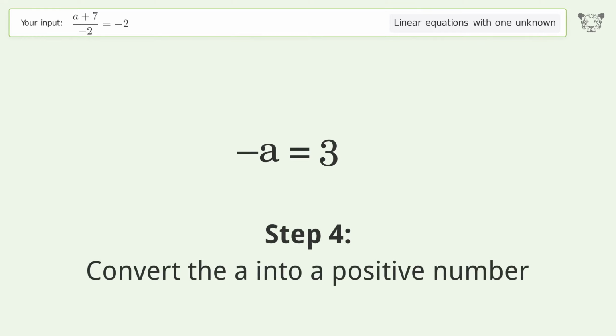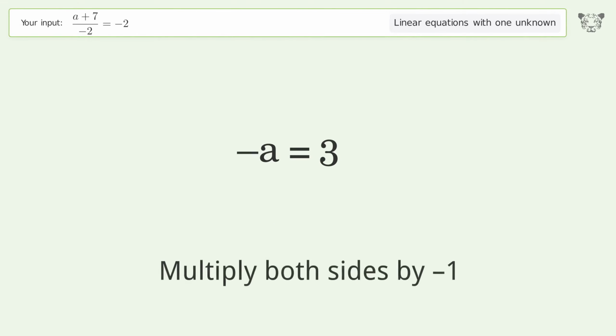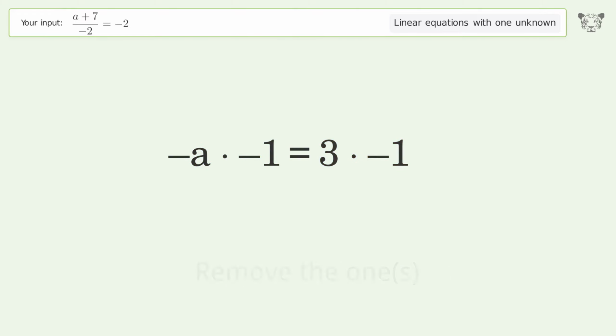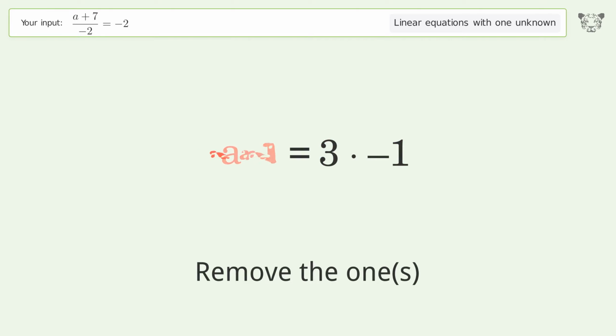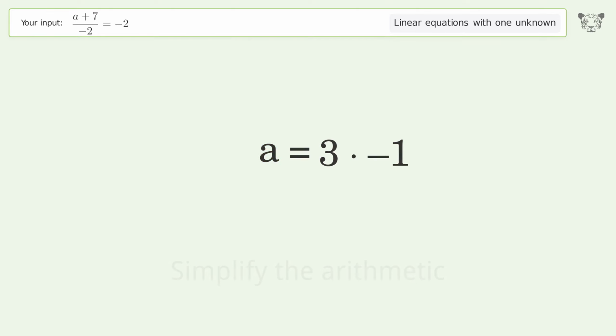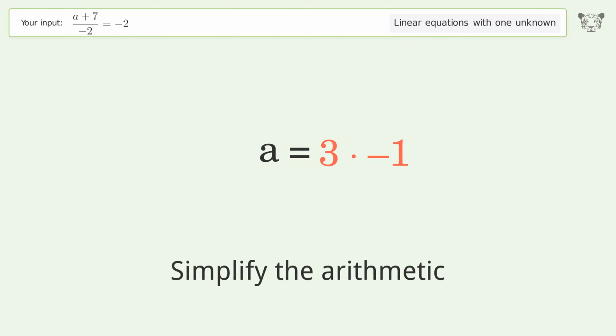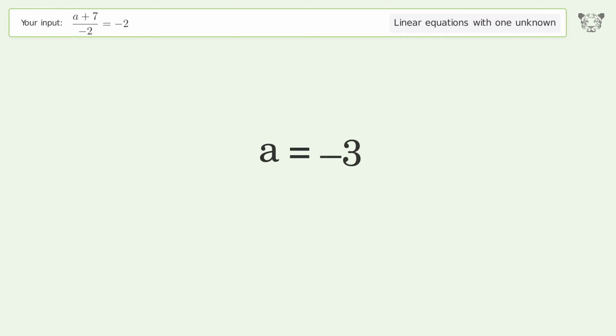Convert the a into a positive number. Multiply both sides by -1. Remove the ones. Simplify the arithmetic. And so the final result is a equals -3.